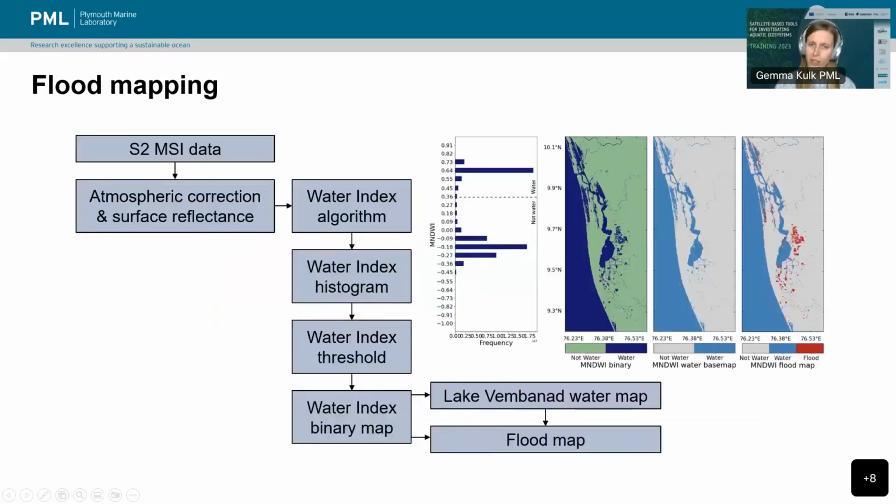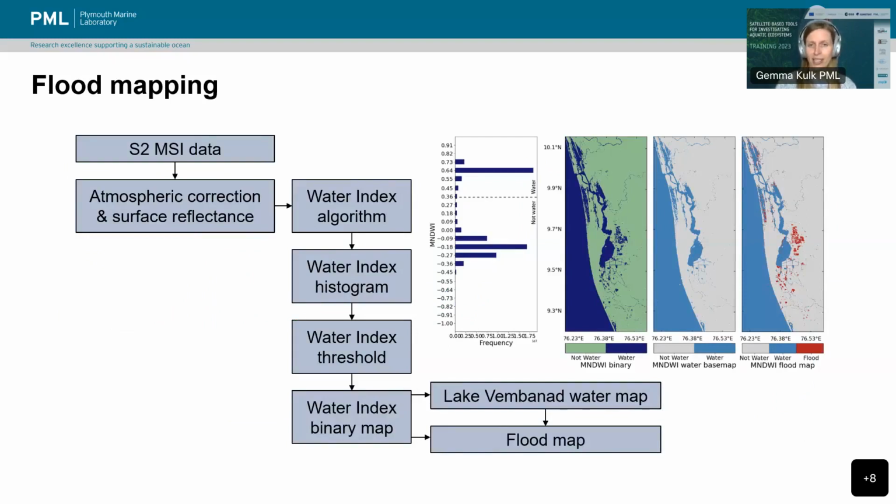To map floods, we followed a quite straightforward approach based on freely available satellite images, software, and existing satellite retrieval algorithms. I downloaded Sentinel-2 images, again from the Copernicus Open Access Hub, and we processed the data using Acolite to perform the atmospheric correction and obtain the remote sensing reflectances.